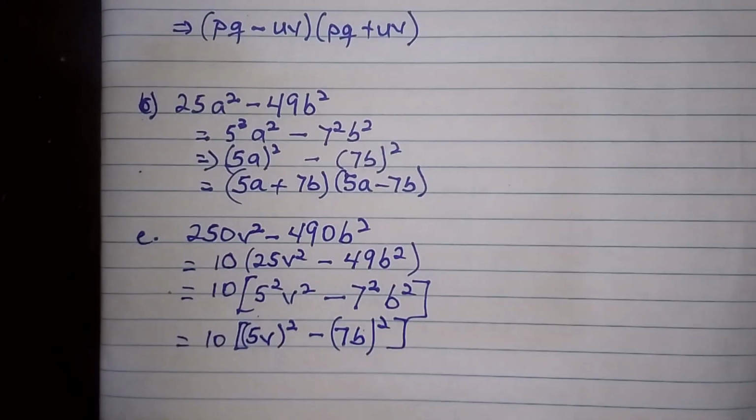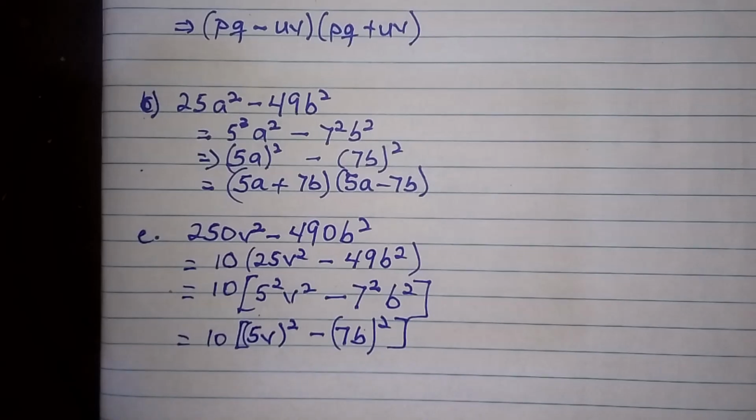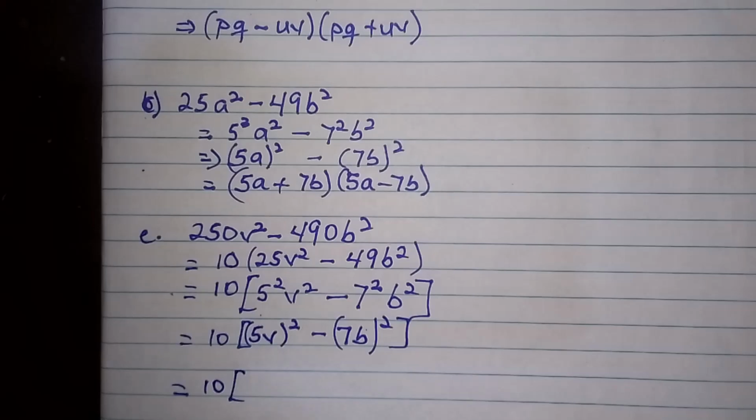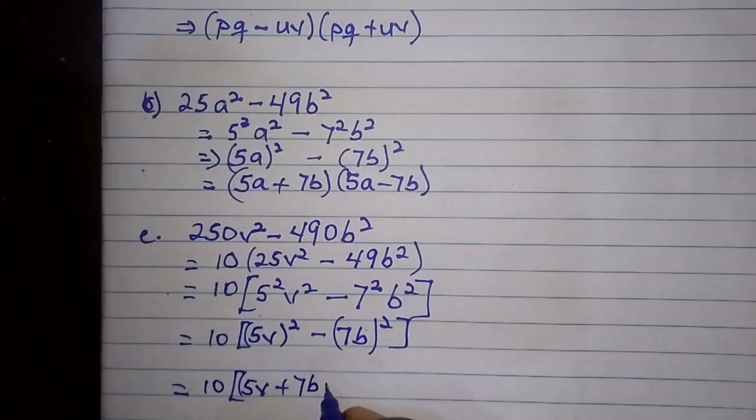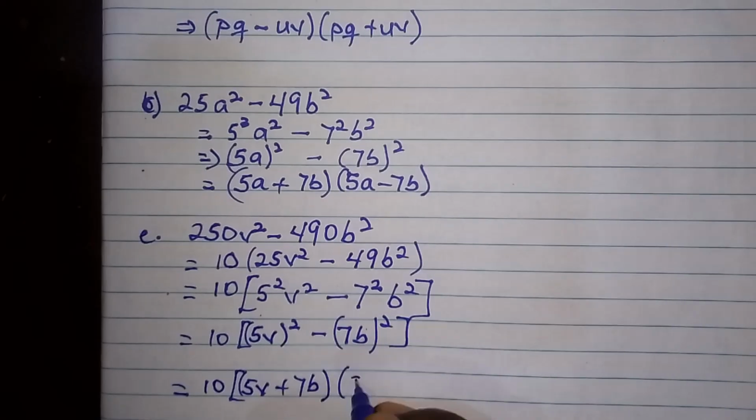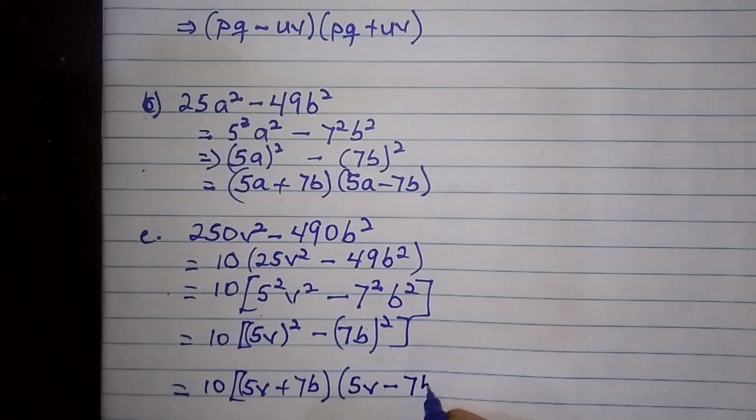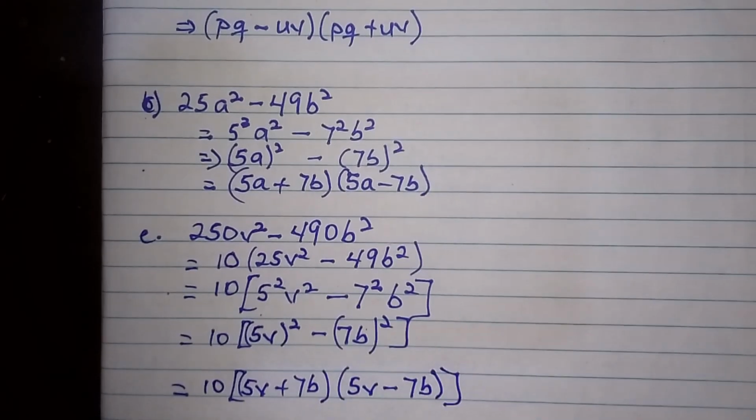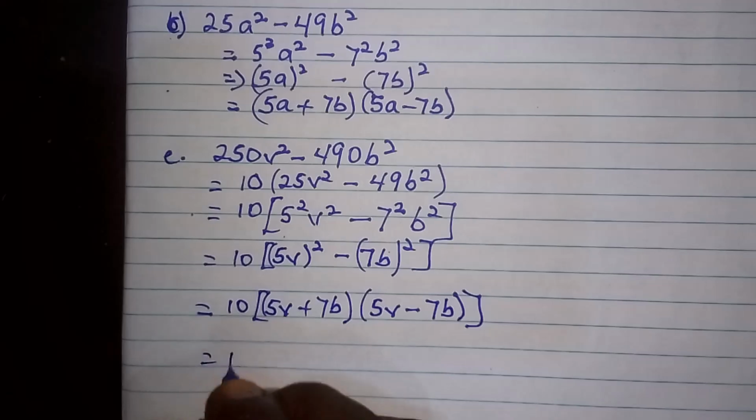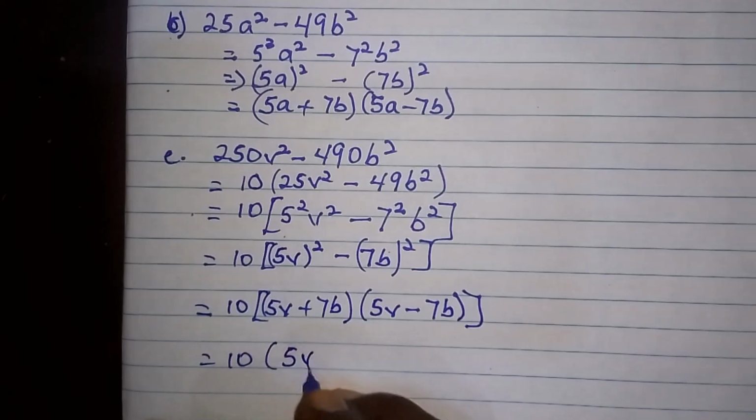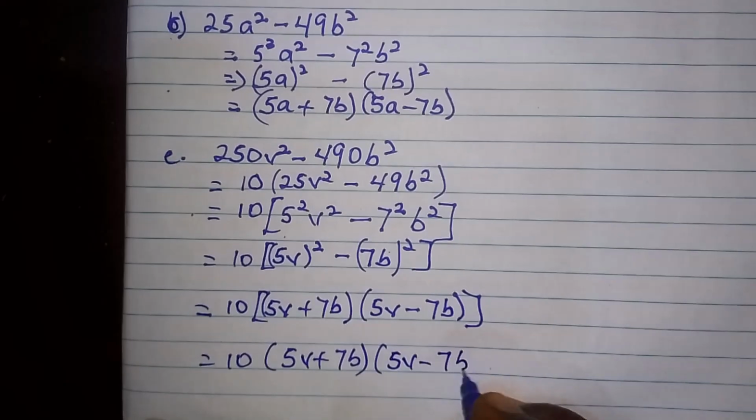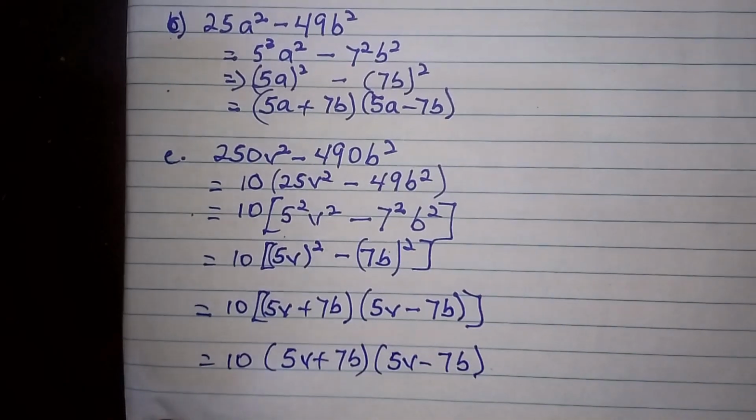All that is required is you represent it in the identity of difference of two squares, which is now 10 into bracket 5v plus 7b under bracket 5v minus 7b. So this is all that is required, which can be written as 10(5v plus 7b)(5v minus 7b). So this is the C.